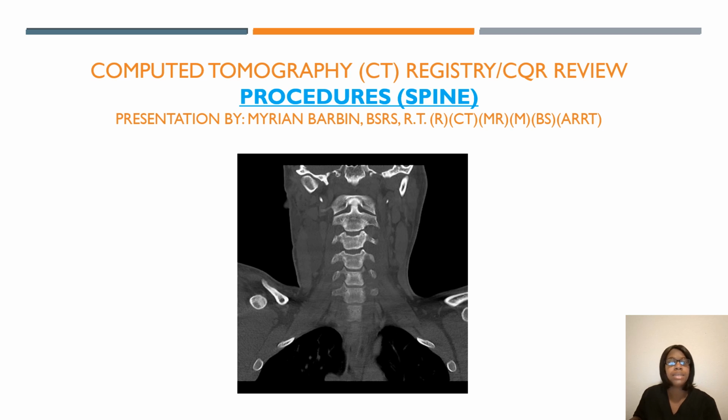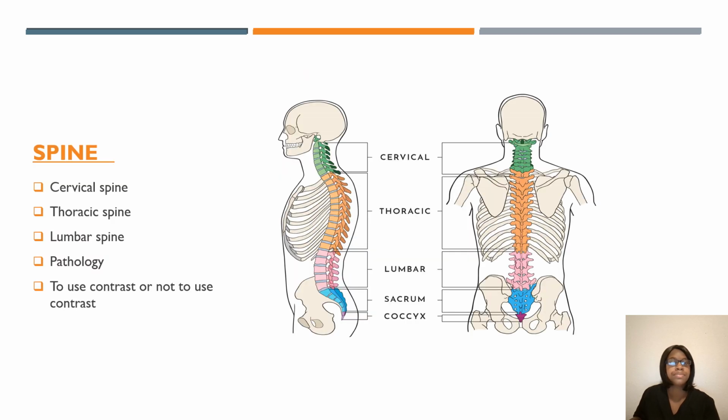If you have been keeping up with these registry review lessons, in this lesson we are going to review the spine, and we're still working under the procedures or the sectional anatomy section for the test. So in this lesson, we are going to talk about the cervical spine, thoracic spine, lumbar spine, the pathology, when to use contrast and when not to use contrast.